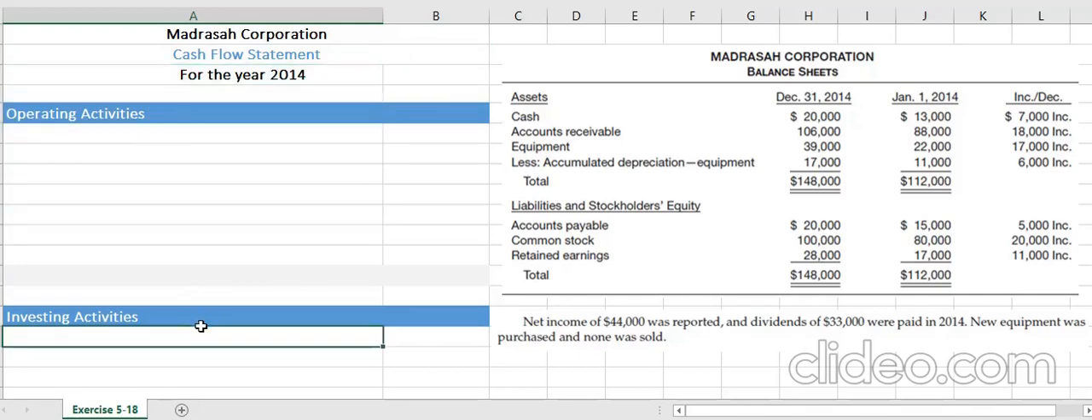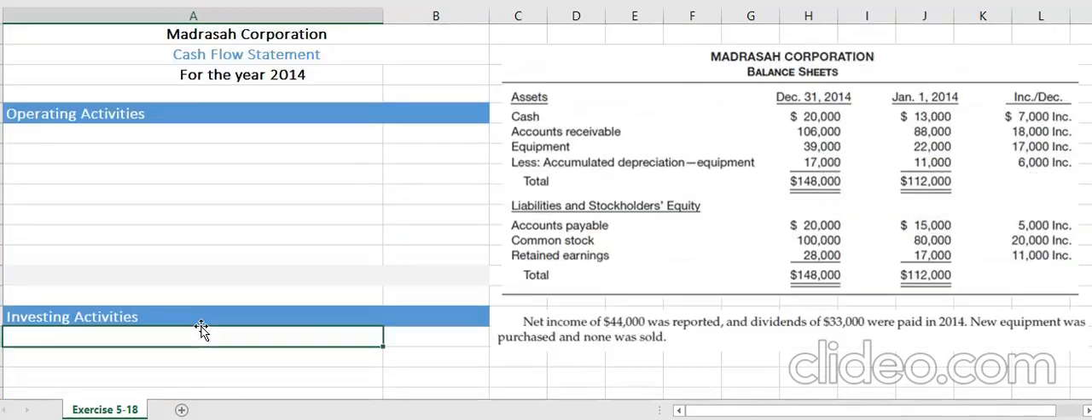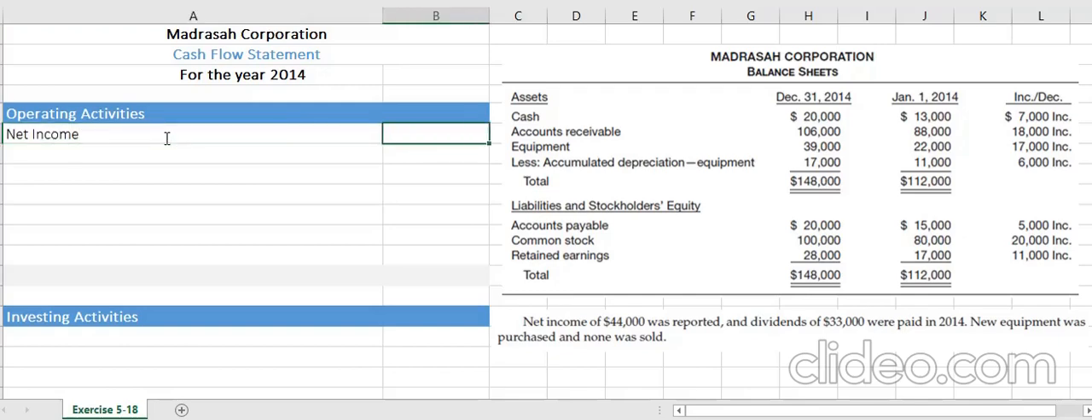Then we have these three sections: operating activity, investing activity, and financing activity. Actually, operating activity starts with the net income. By the way, we are actually preparing an indirect cash flow statement. Okay, so we always start with the net income in an indirect format of a cash flow statement.